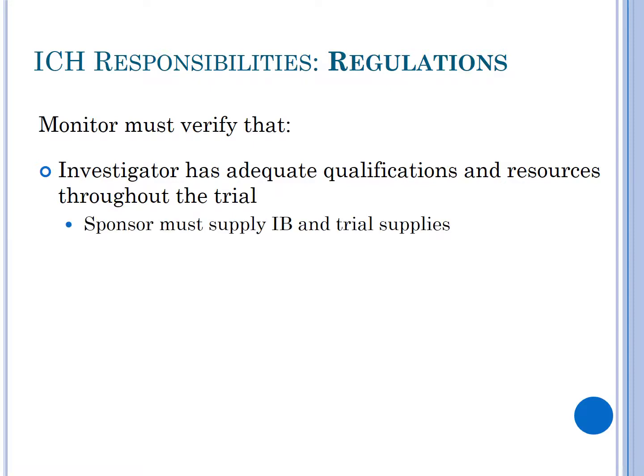Now, the two things that are going to come from the sponsor are your investigational brochure. And as a reminder, the investigational brochure is the compilation of all of the known information about that investigational drug. And it is published annually by the sponsor. So you'll get an investigator brochure every year. So they have to supply that to you. And the sponsor is also responsible for giving you trial supplies.